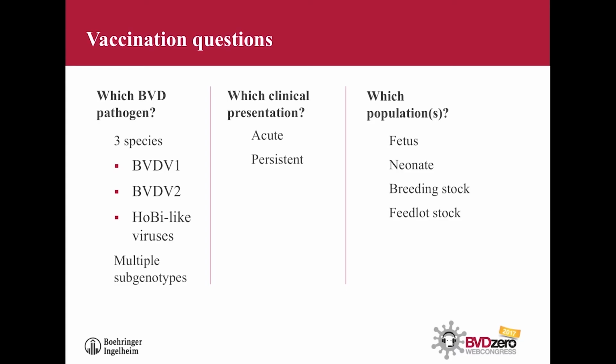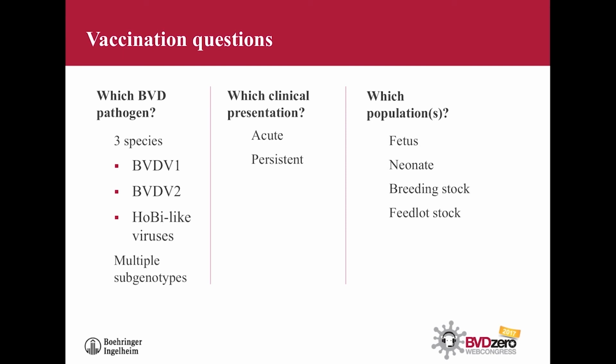The questions that producers and field veterinarians have to ask themselves: which BVD pathogen are you trying to fight off? Remember, there are 3 species, BVD1, BVD2, and Hobi-like viruses, and multiple subgenotypes. In the United States, we have primarily BVD1b, 1a, and 2a. What clinical presentation? Are you trying to prevent acute infections, or a persistent infection? The immune response needed to prevent persistent infection is much higher than that needed to prevent an acute infection. And which population are you trying to protect?